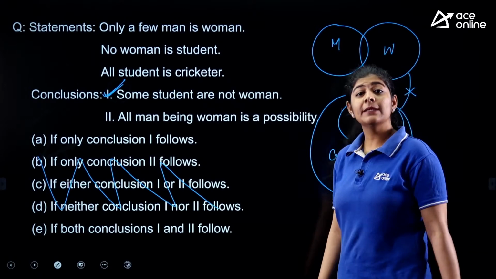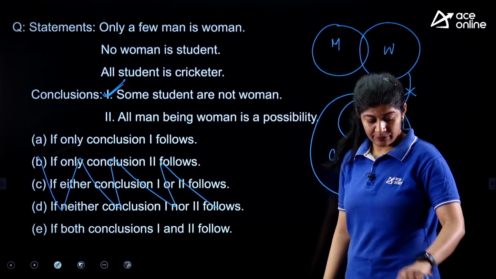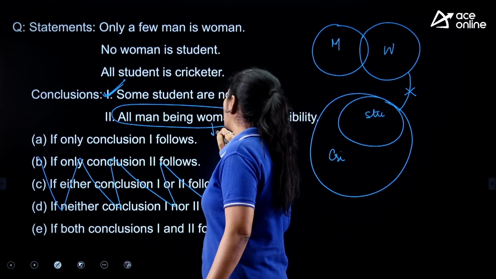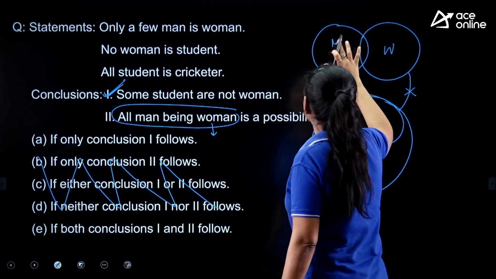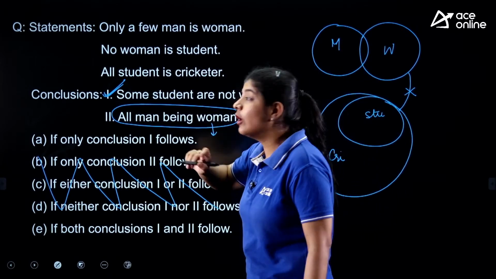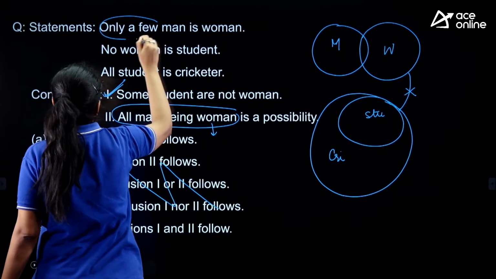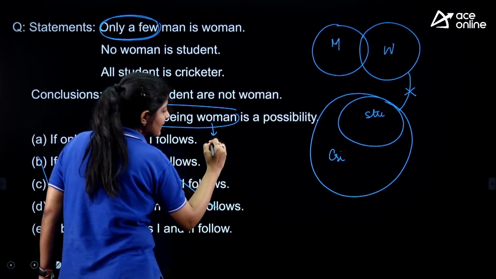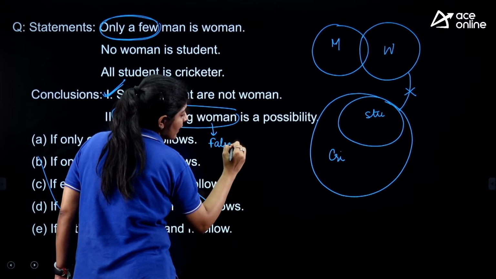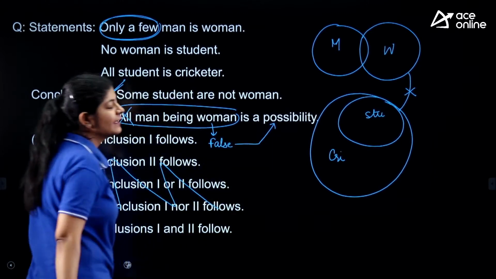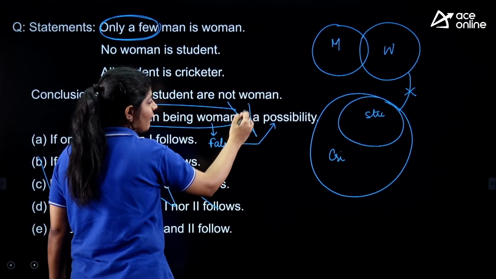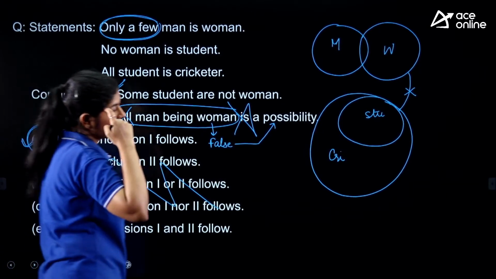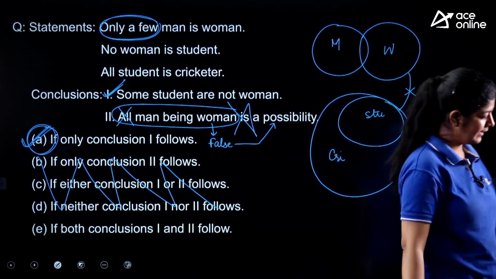Second, all men being women is a possibility. Now, if we see, this part will lie in the category of all men. If we consider all men, then this segment is going to be false, right? So we can't consider this one, and it will lie in the category of false. If a false thing is given as a possibility, that possibility is considered false only. That means the correct answer here is option number A, right?